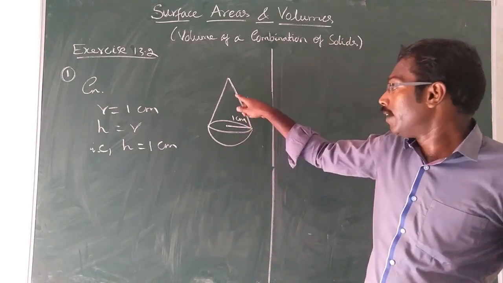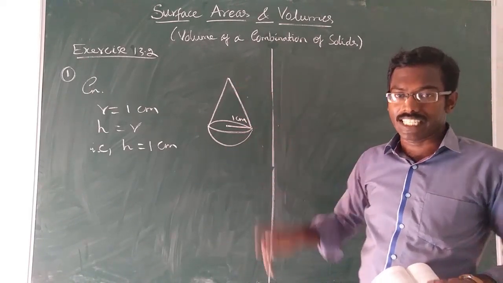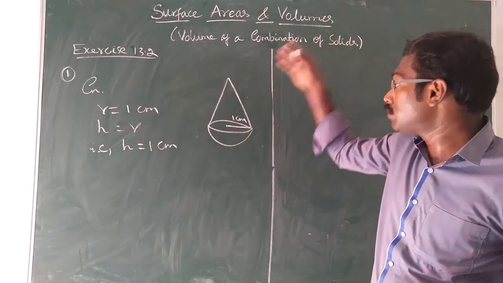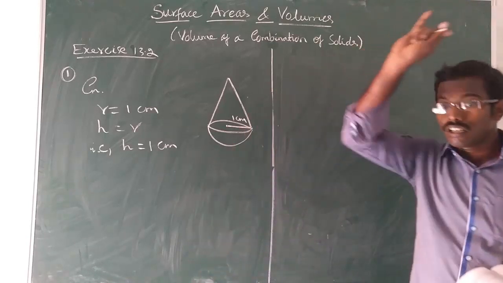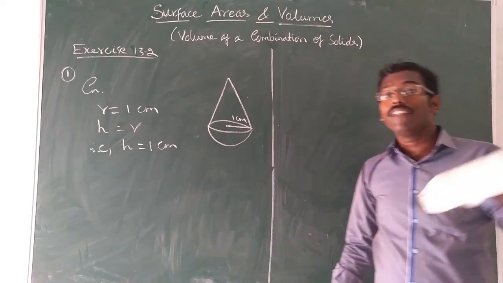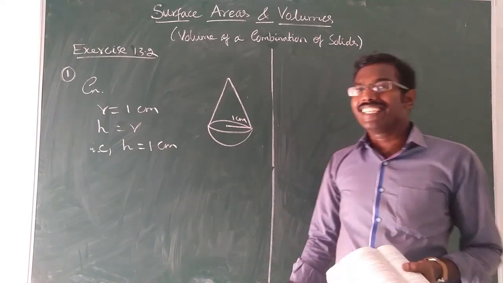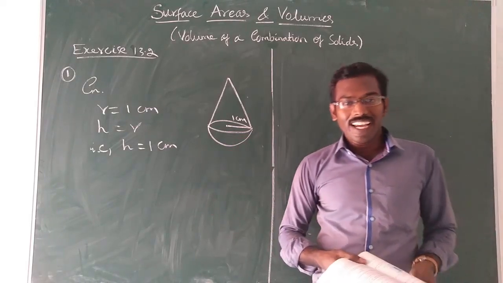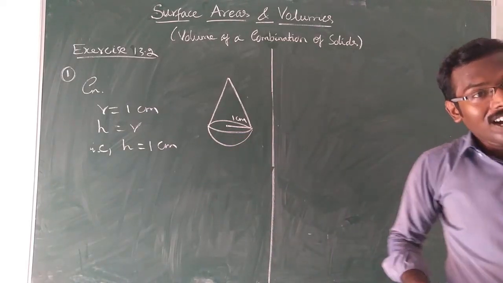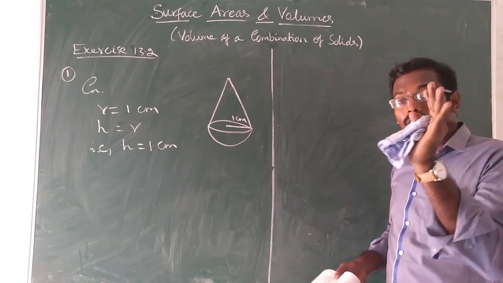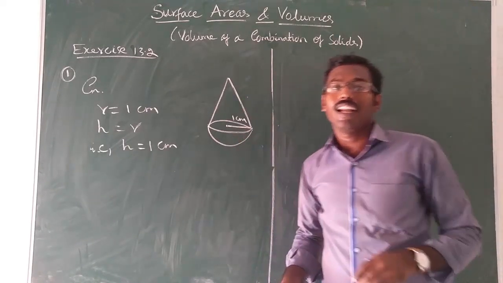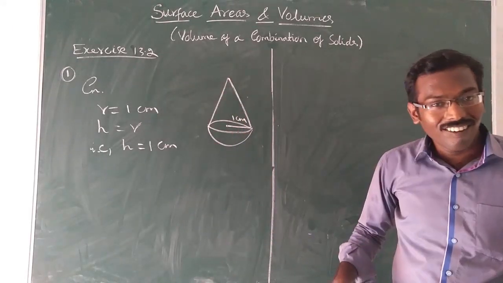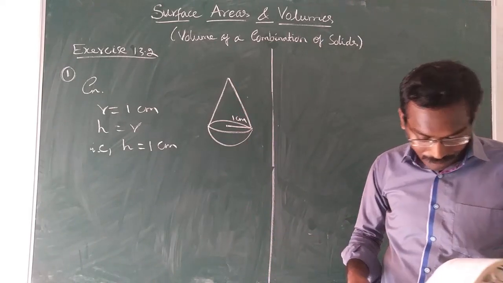Okay, you have to find the volume of this shape. This object contains two solids, that is cone and a hemisphere. So if they ask you to find the volume, very easy, just add the volume of the cone and the volume of the hemisphere. Simple. In surface area, we have to see the shape and imagine which side will be visible. But here, simple, directly add the volume of both the shapes. So, shall we do that?